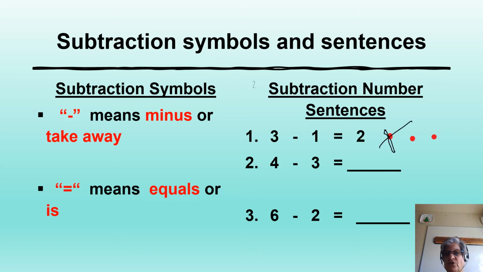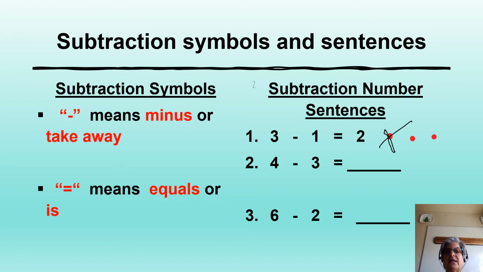And if you can see, I have 2 left over. So the problem, again, number sentence: 3 take away 1 equals 2. I made 3 dots because my number sentence started with the number 3. It then says minus 1, so I crossed out 1. It equals 2. That means 2 are left over.